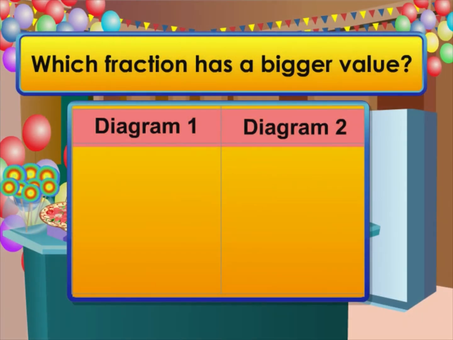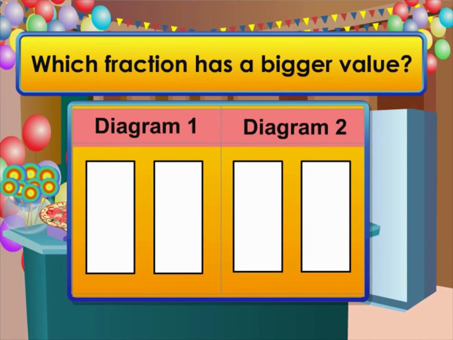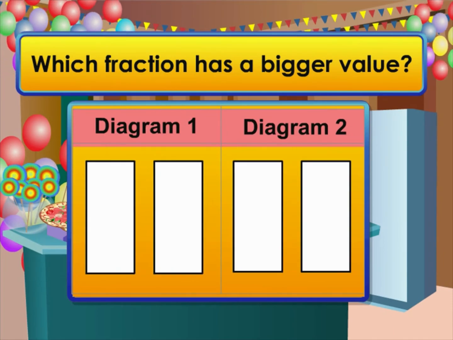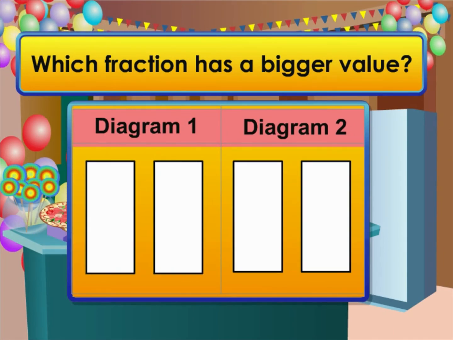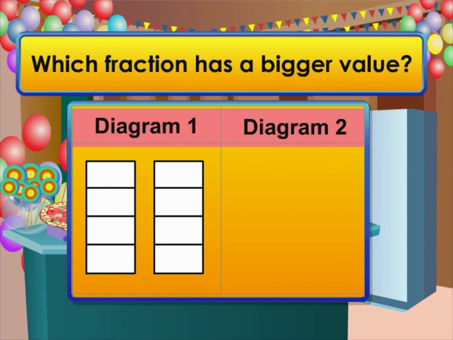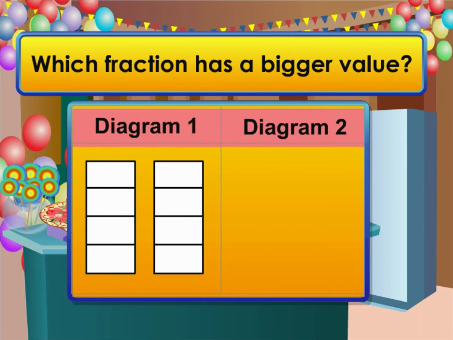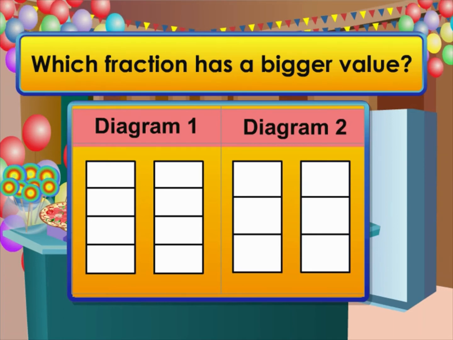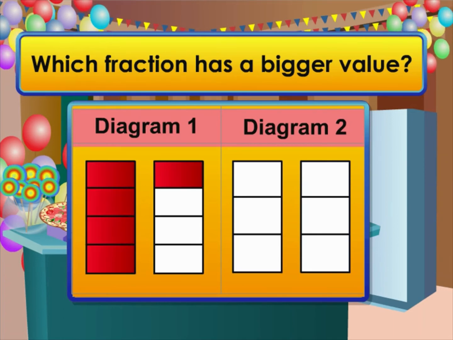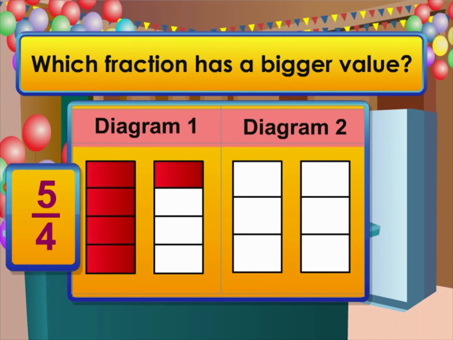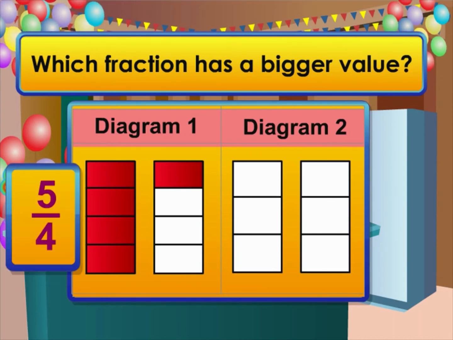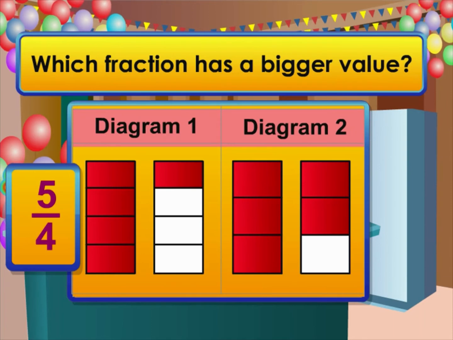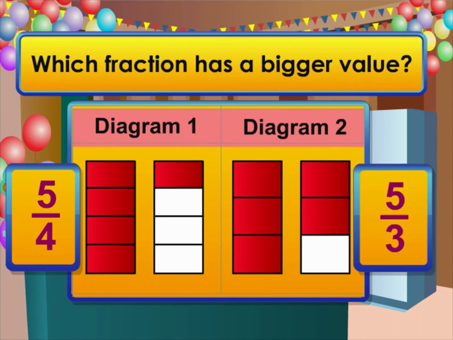Let's compare the two improper fractions using diagrams. Diagram 1 and 2 have 4 equal-sized papers. Papers in diagram 1 are divided into 8 quarters and papers in diagram 2 are divided into 6/3. Now let's shade 5 quarters in diagram 1. We write this as 5/4. Next we shade 5/3 in diagram 2. We write this as 5/3.